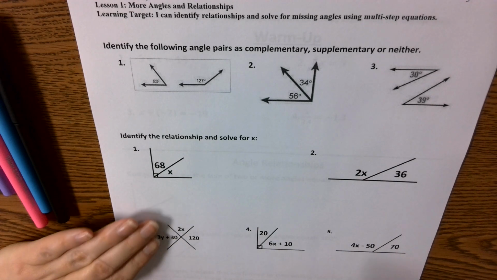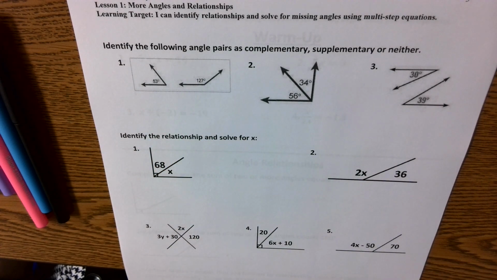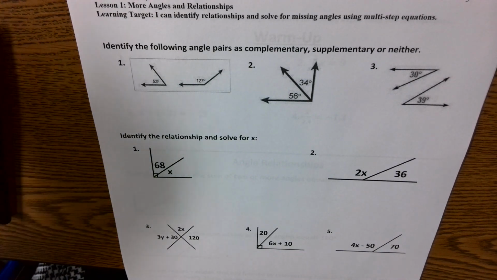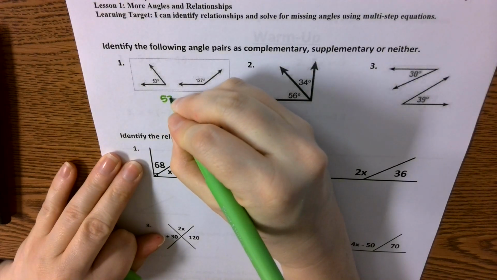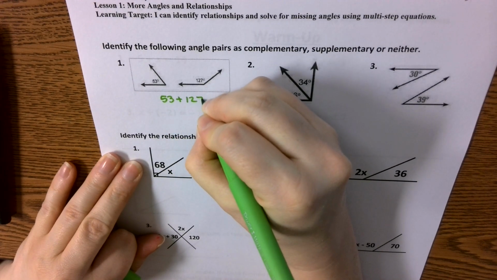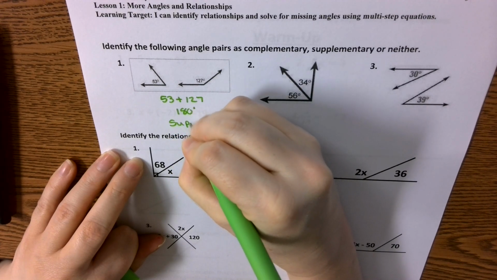So problem number 1, we have 53 degrees and 127 degrees. Is that complementary, supplementary, or neither, guys? Supplementary. It would be supplementary, right? If we take 53 and we add 127 together, that does equal 180, which is supplementary.